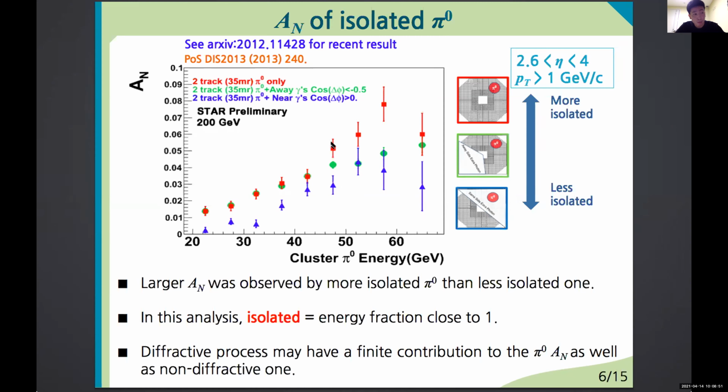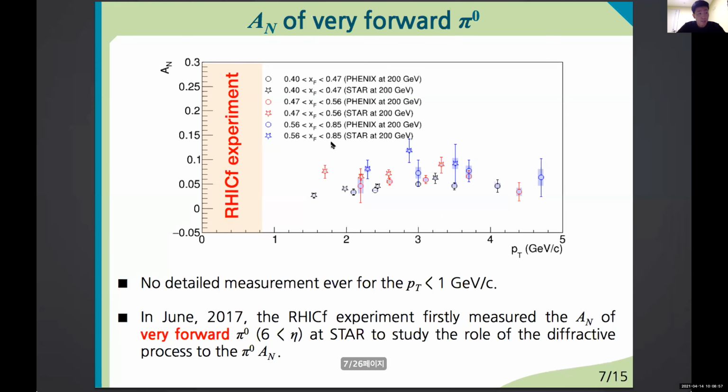And this possibility was one of the motivations for the LHCf experiment. This figure shows forward pi0 A_N as a function of PT measured by previous experiments, and this region is the PT coverage where the LHCf experiment measured. There has been no detailed measurement ever for PT smaller than 1 GeV/c. In order to study the role of the diffractive process, in June 2017, we measured A_N for very forward pi0 production, including other neutral particles.